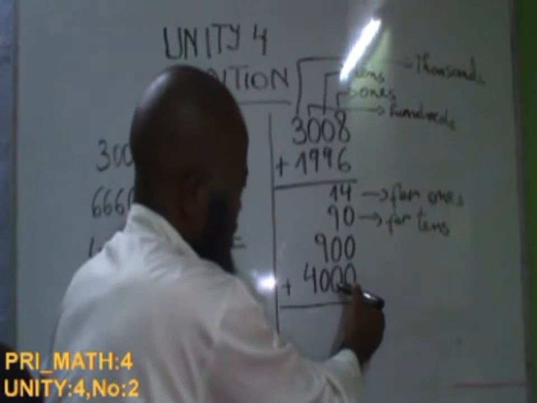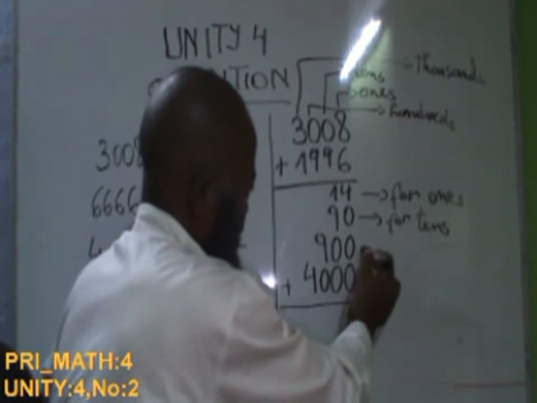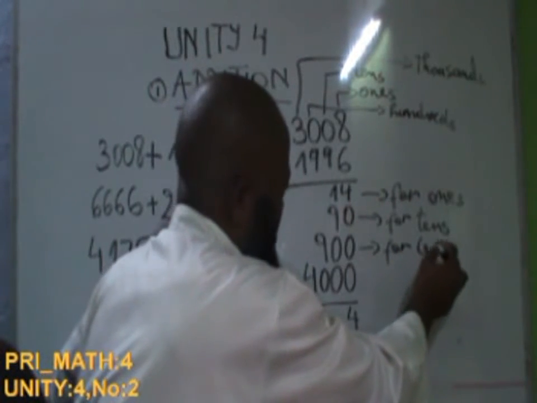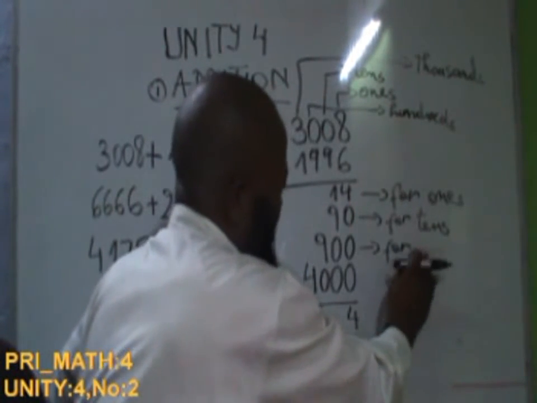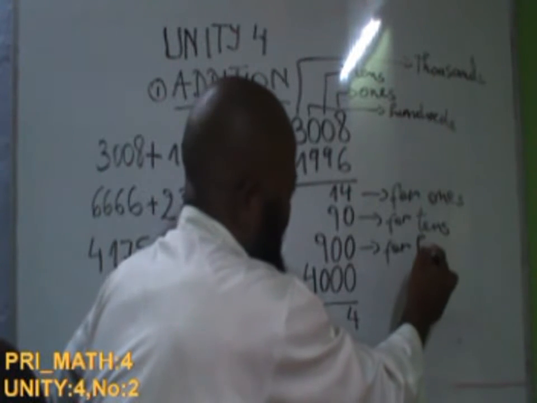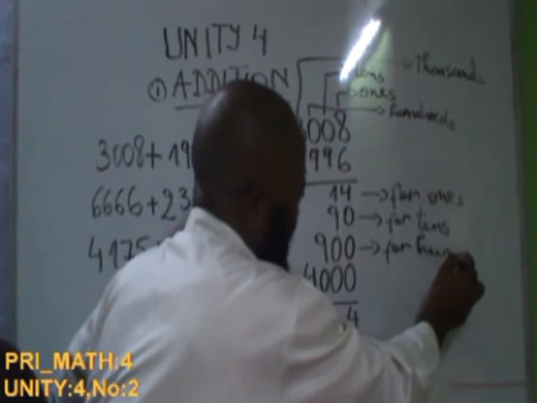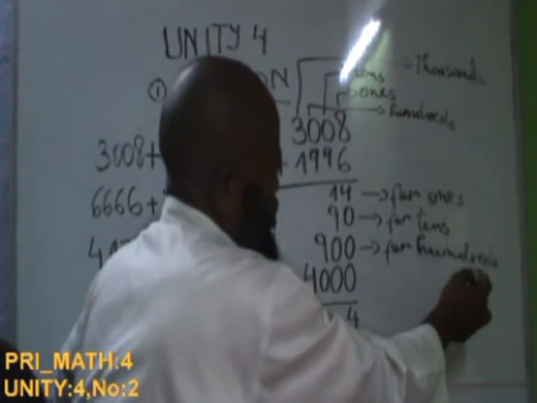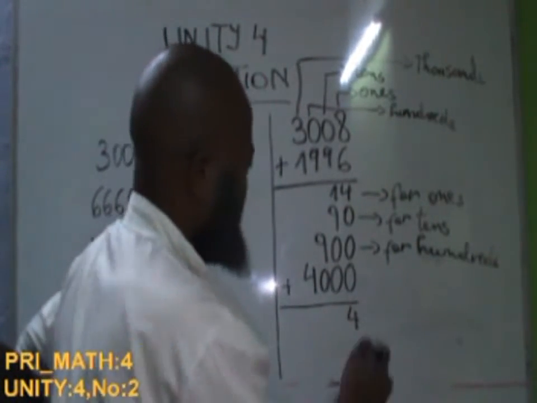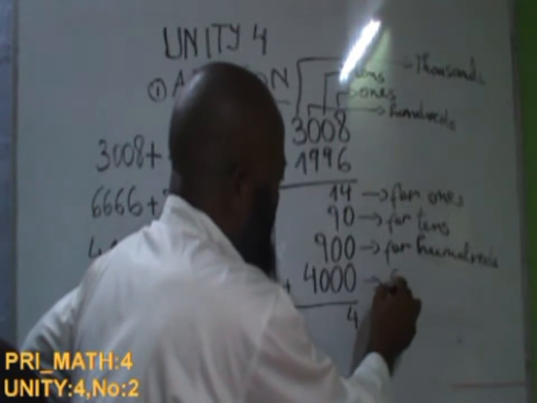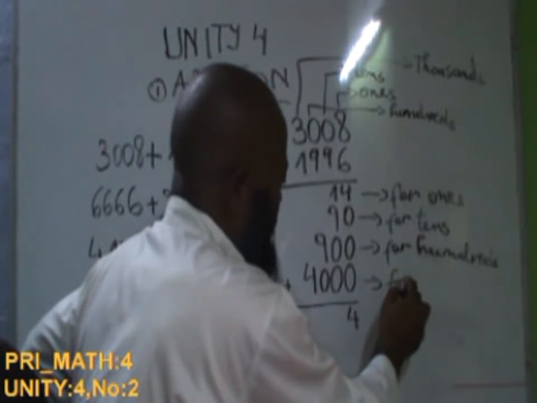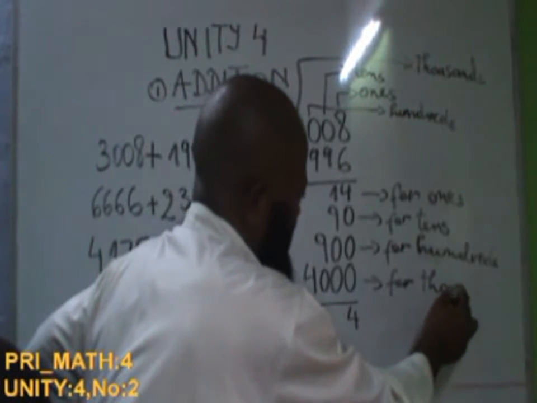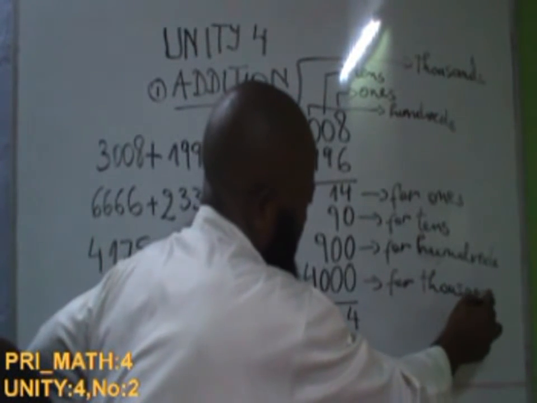I forgot to notify that these belong to their place values. This one is for thousands.